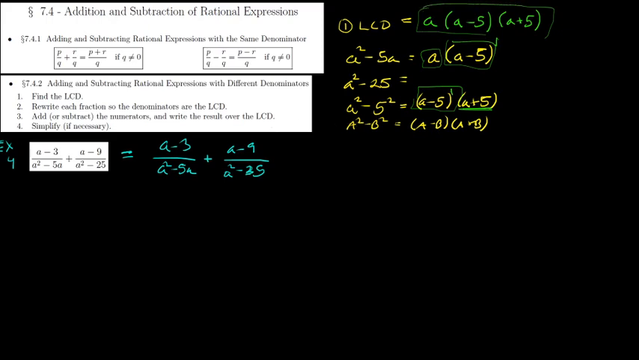Step 2 is to rewrite each fraction so the denominators are the LCD. So here's the first fraction, (a − 3) divided by a² − 5a, but remember we factored that as a(a − 5). And then the second fraction is (a − 9) divided by a² − 25, and we factored that as (a − 5)(a + 5).